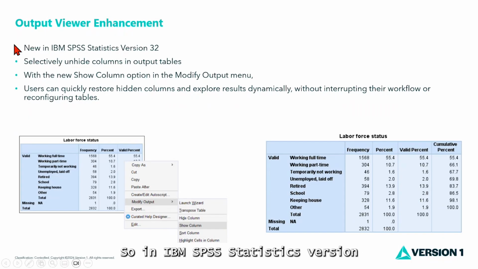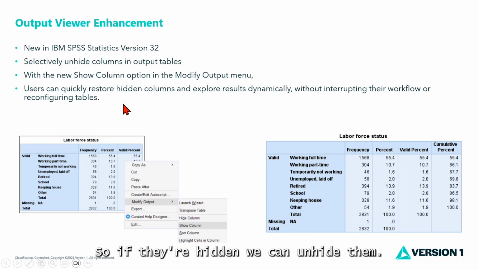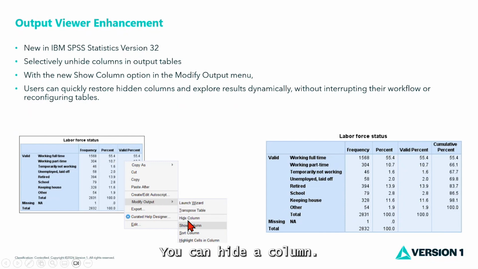So in IBM SPSS Statistics version 32, we now have Output Viewer Enhancement. And here we can selectively unhide columns in output tables. So if they're hidden, we can unhide them. Now, if you right-click on a table, you'll see the Modify Output option. You can hide a column, and then you can also show it if it's been hidden. So you'll be able to restore hidden columns quickly and explore your results dynamically without interrupting workflow or reconfiguring tables.